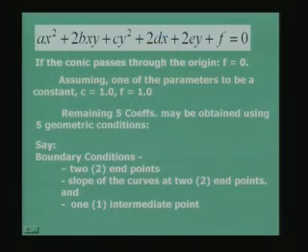So, look back into the slide. This is the general way by which these coefficients are obtained. There are 6, and from this we reduce to 5 by allowing the conic to pass through the origin, or assuming one of the parameters to be a constant, and we are left with 5 coefficients which may be obtained using 5 geometric conditions: 2 endpoints, 2 slopes of the curves, or the tangents or derivatives, at the 2 endpoints, and 1 intermediate point.